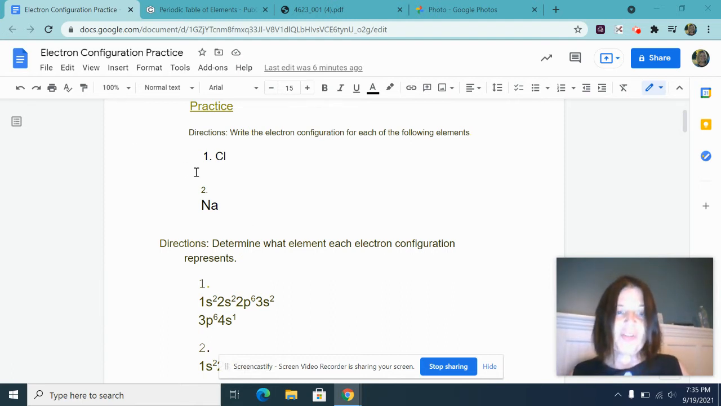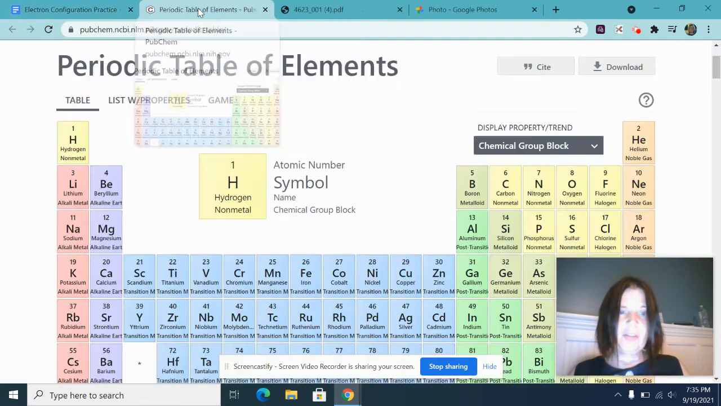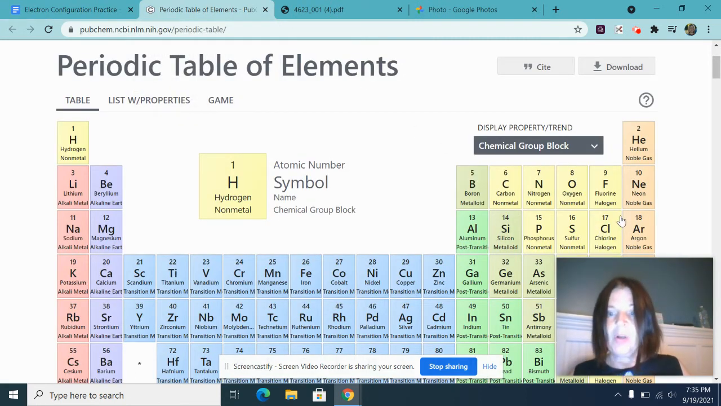So the first question that we have is writing the longhand electron configuration for chlorine. If we look at chlorine on our periodic table, chlorine is element number 17. So chlorine contains 17 protons and 17 electrons. For electron configurations, the only subatomic particle that we're worried about here is just the electron.